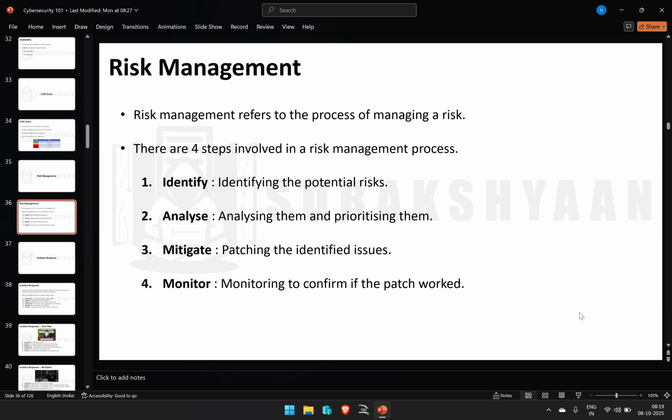Third step is to mitigate, where we basically fix the identified issues or identified vulnerabilities. And fourth is to monitor. This refers to monitoring the patch that has been put into place in order to check if the fix is working properly or not.